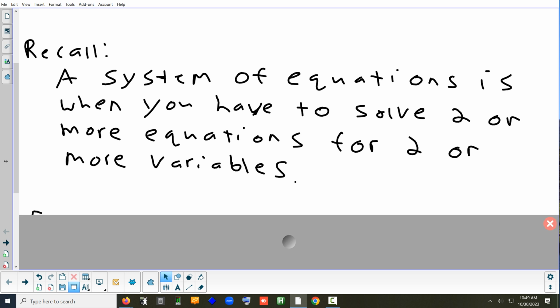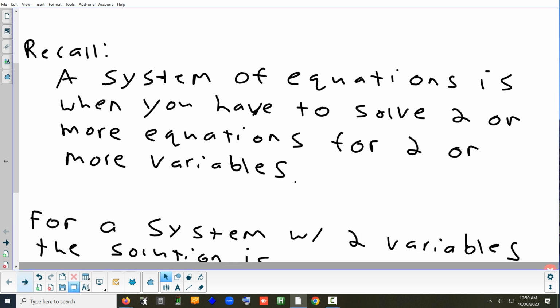So when we solve a system, we're generally going to be looking for two variables. Okay, that's the systems that we're going to do. They're going to have two, and usually the letters are going to be like an X and a Y. We're going to be looking for where graphs cross.